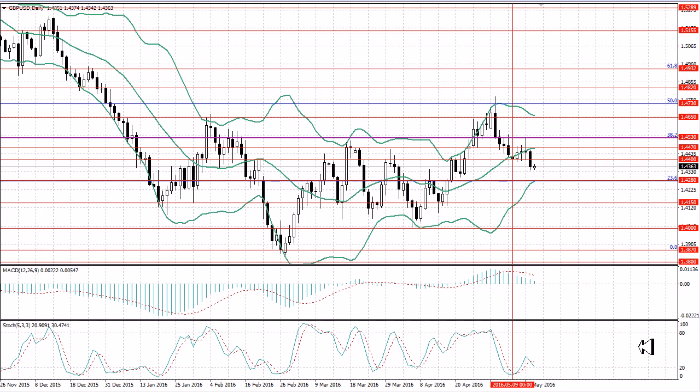Last week, the pound-dollar pair fell to the level of 1.4340. Currently, its fall seems likely to continue towards the level of 1.4280, which coincides with the lower MA of Bollinger Bands. From there, growth could resume towards 1.4400, 1.4470 and 1.4530.